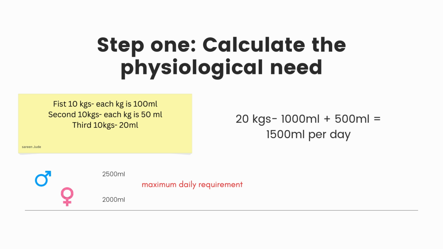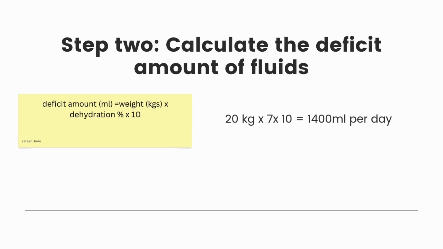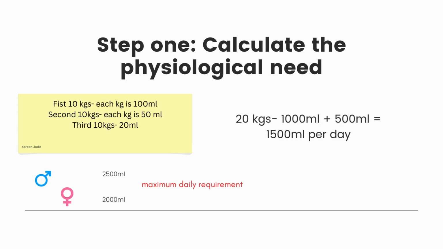But we don't keep on adding. There is a rule where males' maximum physiological need reaches 2,500 milliliters, 2.5 liters, while girls reach 2 liters. Also it depends on how much the person uses and what conditions the person is in at the moment, if they're on some drugs. But the general rule is this.